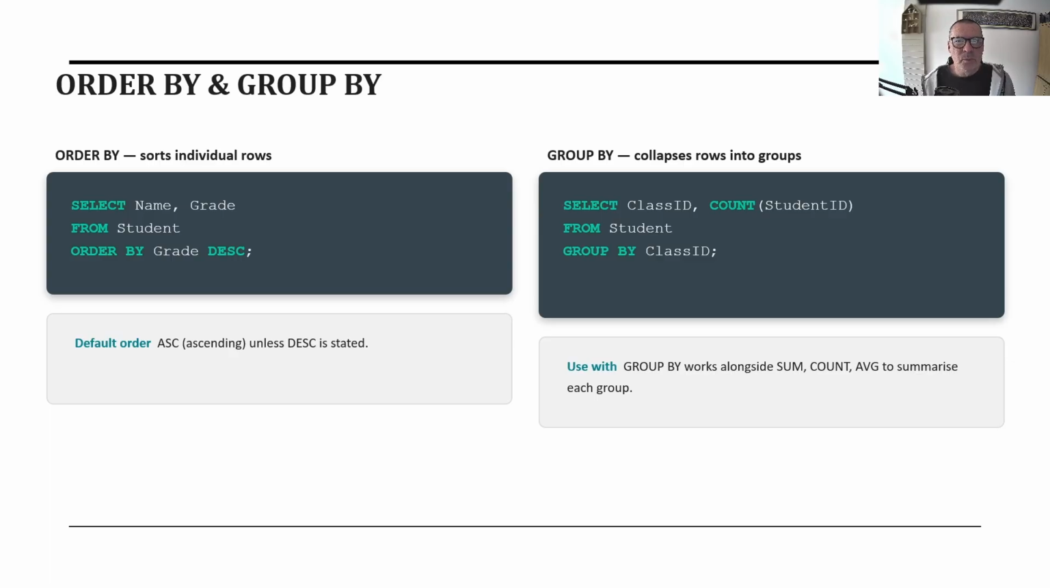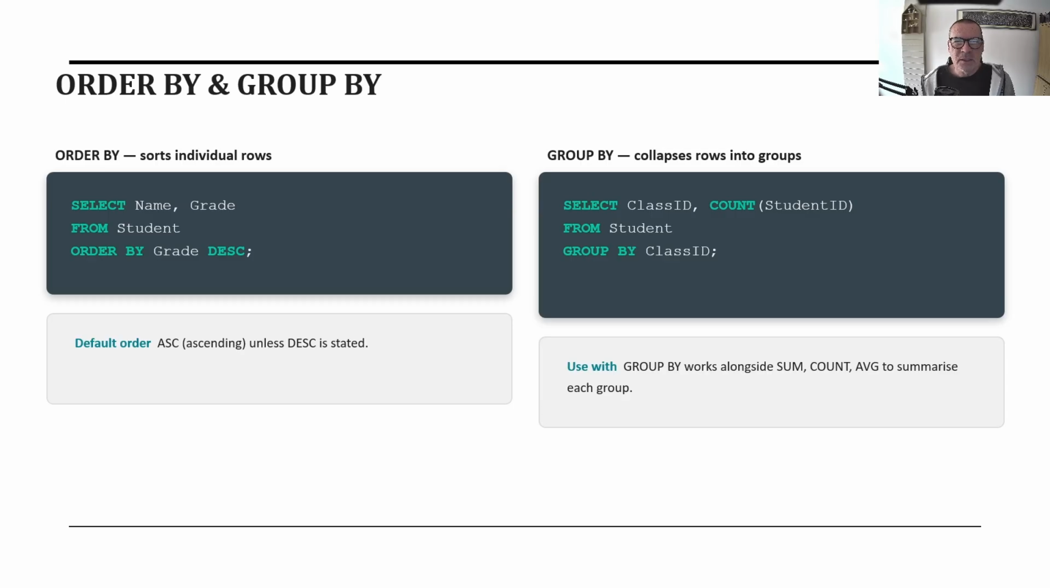We can also group by, and group by collapses rows into groups. So in this case, we're looking at class ID and we want a count. So we're using a couple of things here. We're using group by to arrange them by class, and we're using count, which we'll see more of in a moment, to actually count how many there are in that class.